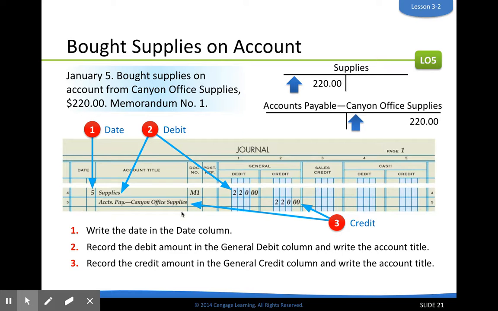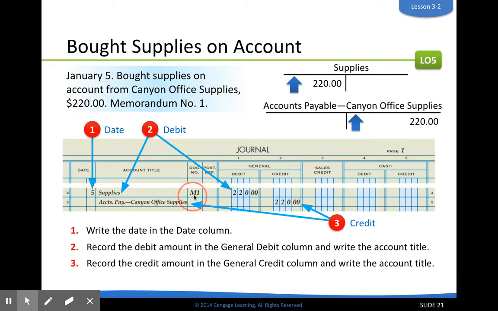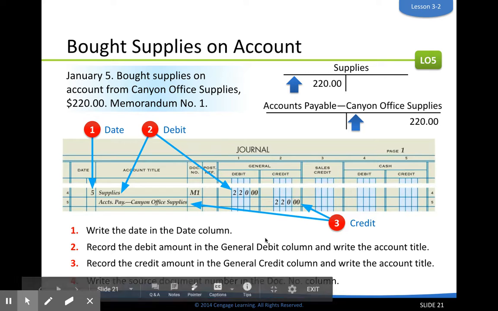A few things to note. You only write the date one time, so don't write it on both lines. You only write the document number one time. And finally, we always list the debit first, and that's in your note guide. So the source document for this would be memo number 1, and we always list the debit first.